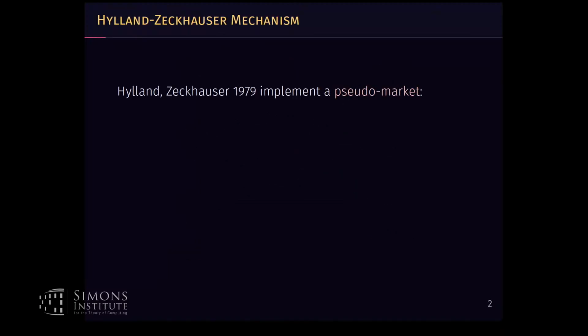And this setting has been around for many, many years. And there's a very well-celebrated paper by Hylland-Zeckhauser from 1979, where they essentially give a very nice mechanism for this allocation problem using what's called a pseudo-market. So the idea is essentially it has 4 steps.